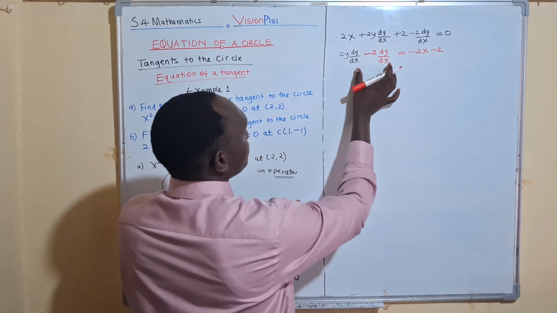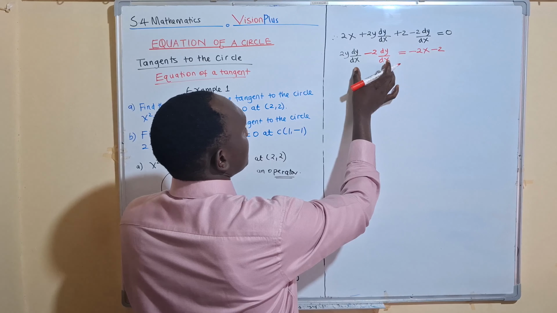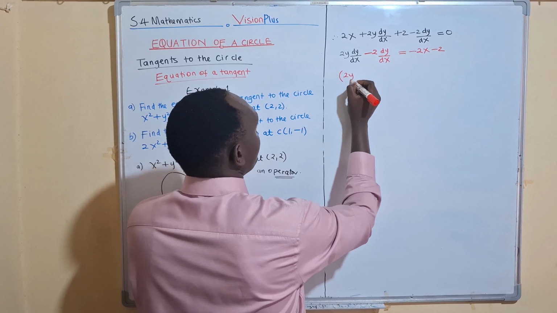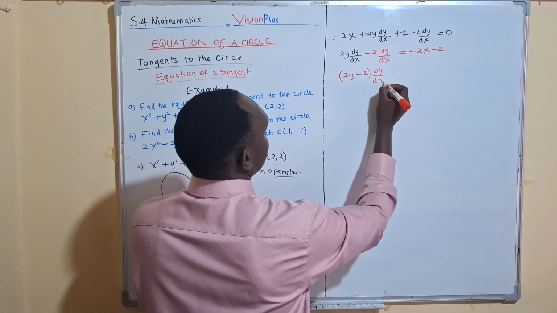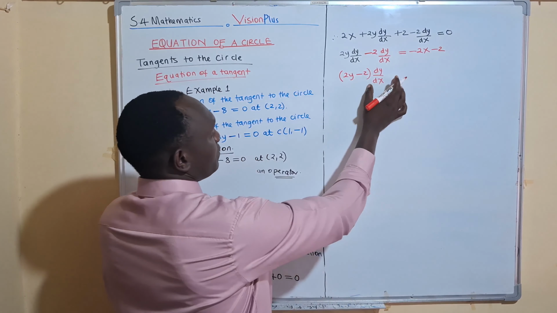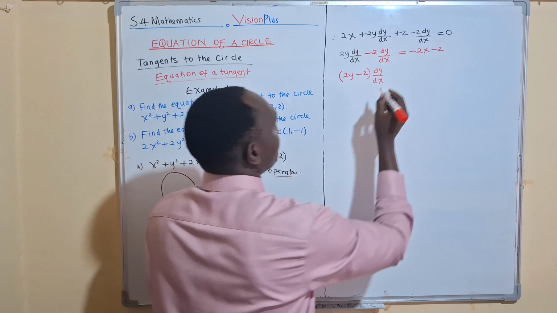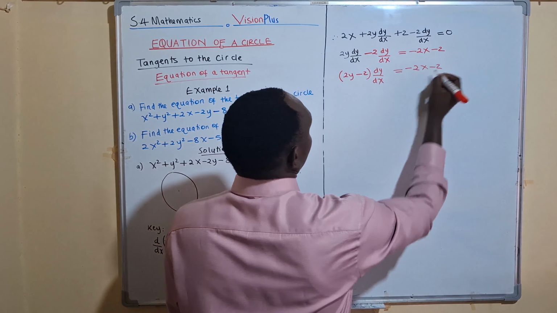Now I need to factorize this, so that dy/dx is just a single term. So I'm going to just factorize. I will have (2y minus 2) dy/dx. Okay, that is how we factorize that. I'll factorize out dy/dx because it is common. Then I have (2y minus 2) dy/dx equals negative 2x minus 2.